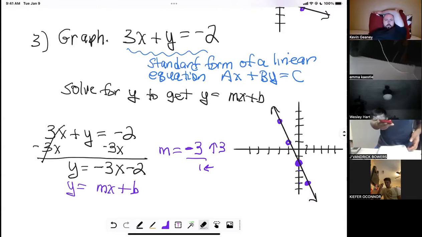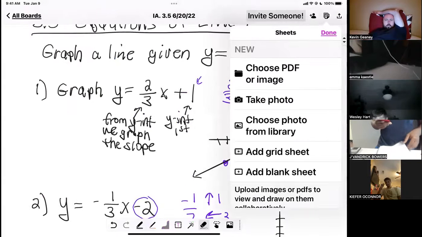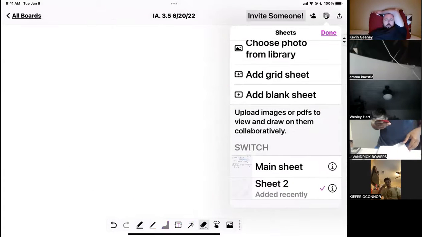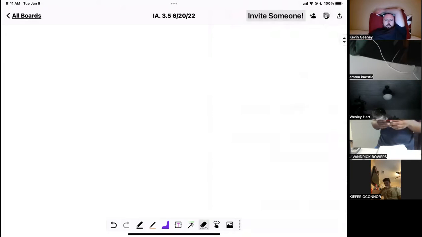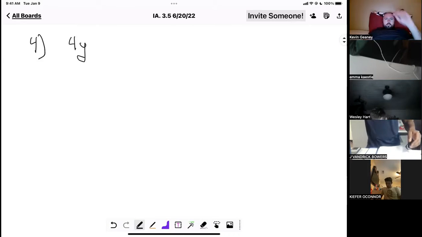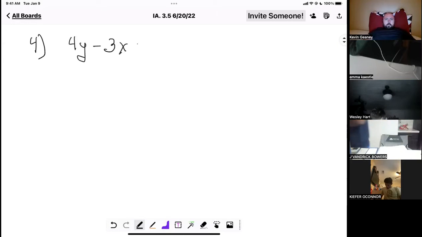Looks like everybody's good. Okay, I'm going to add a page. I am on number 4, I believe. Okay, so this one is a little tricky to graph. That's why I picked it. It's in standard form. We want to graph with y equals mx plus b. So first I'm going to draw my xy plane, or my coordinate grid, whatever you want to call it.